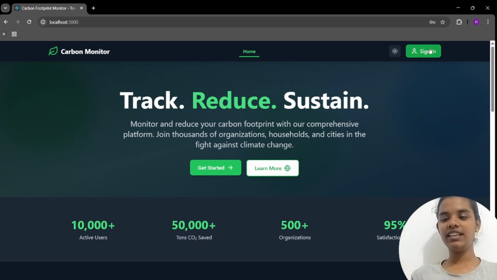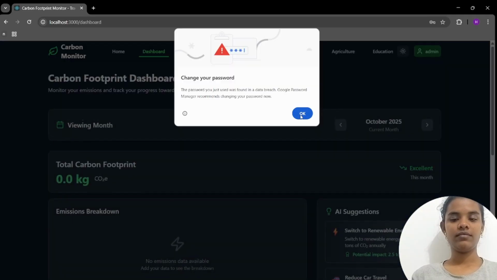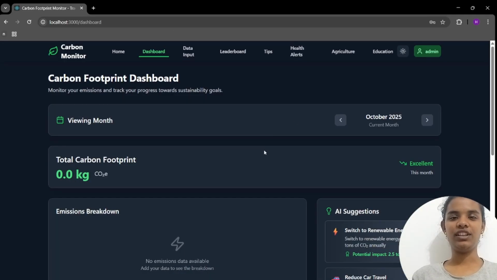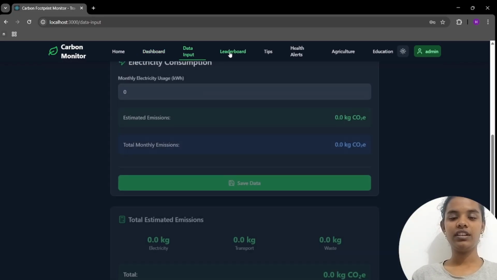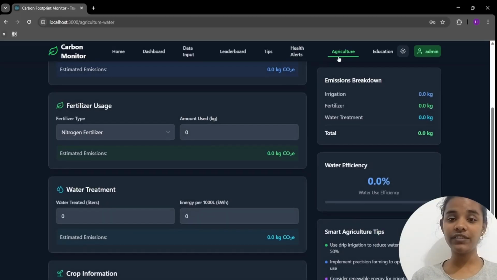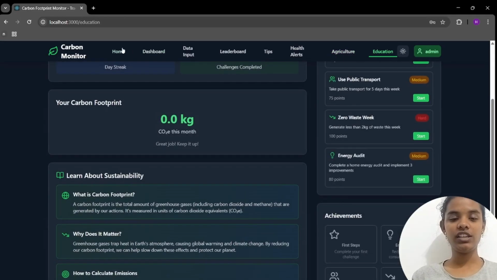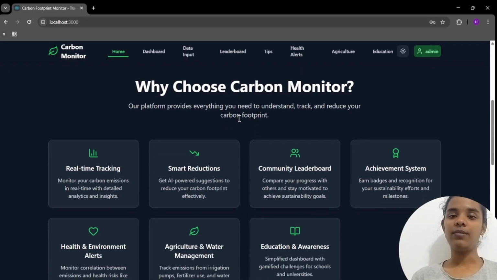So as you can see, we have the sign in option, and we have logged in successfully. As you can see, we have a dashboard, data input, leaderboard, tips, health alerts, agriculture waste management, education, and obviously a home page where we show how carbon footprint affects the environment, how you can calculate your own carbon footprint, and what a carbon footprint actually is.